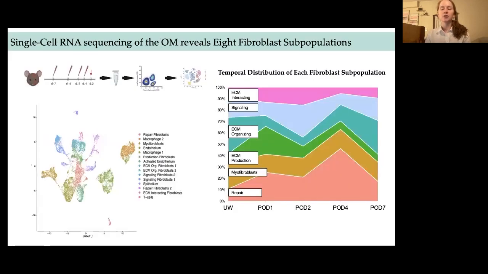To answer these questions, I used single-cell RNA sequencing of matched samples from the skin and oral mucosa of mice. The samples were collected day 7, day 4, day 2, and day 1 after wounding. Pictured here is a 2D projection of the 15 cell populations identified within the dataset, 8 of which are unique OMF subpopulations. Clusters were identified using gene expression captured by the sequencing. In addition to identifying these subpopulations, I was able to determine the temporal distribution of each cell type and assign tentative functions.